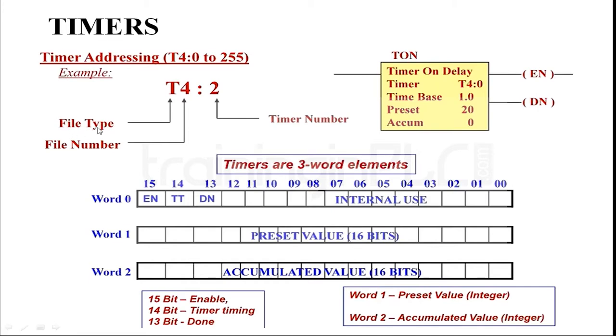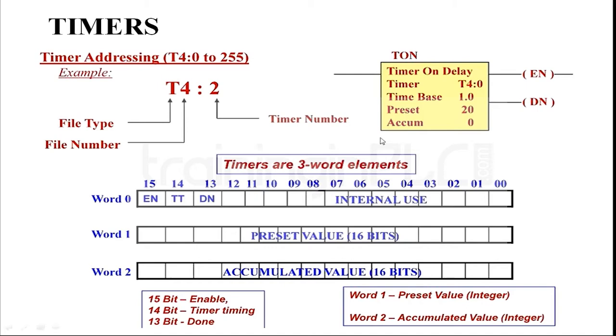In a data file, T means it is a file type. From that we get to know it is a timer address. And 4 is the file number. The 4 followed by T is the file number, and the colon is a separator, and 0 is the exact timer number. You can start with T4:0 to T4:255, so in total we have 256 timers.